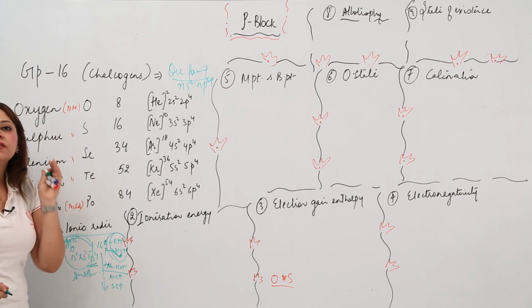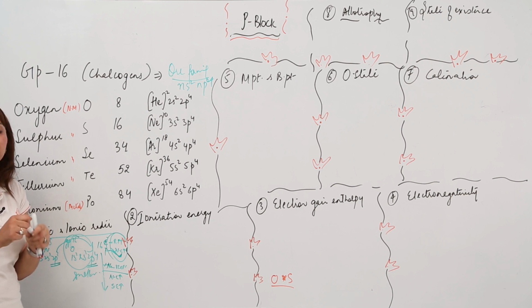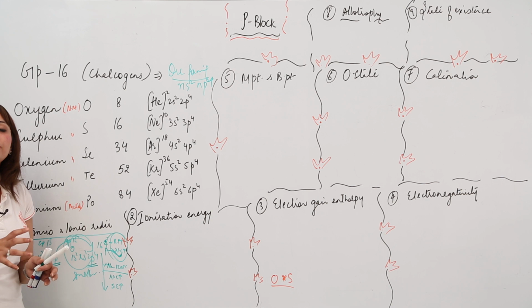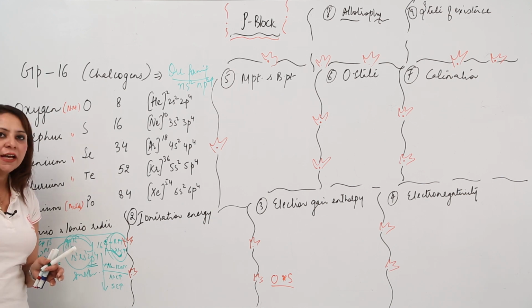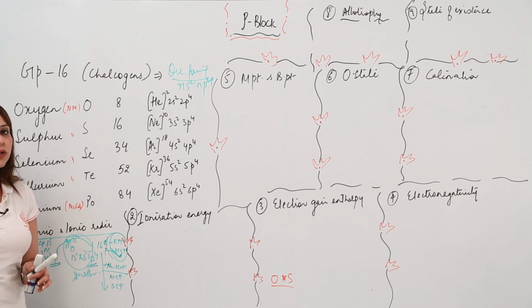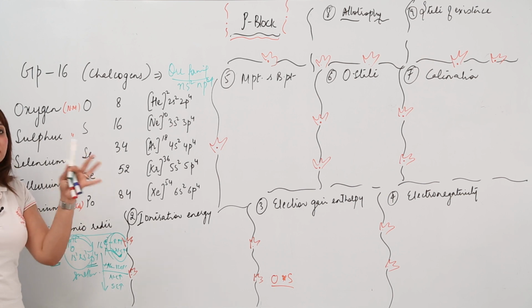We know that the shielding effect means the filling of inner shell electrons. They will try to reduce the effect of the nucleus on the last shell, and as a result the last shell will experience an effective nuclear charge, which is always less than the actual nuclear charge. So that is why the size increases.